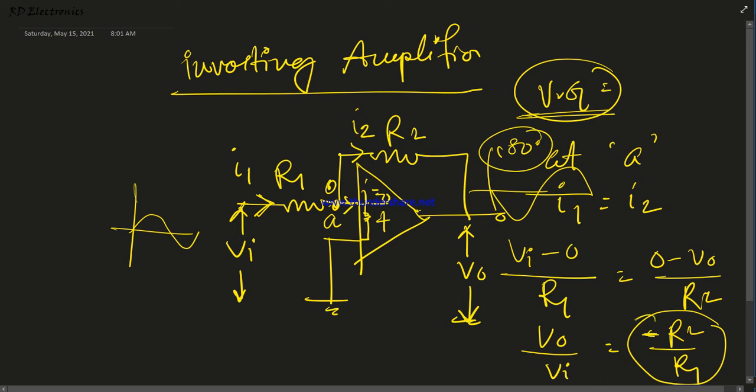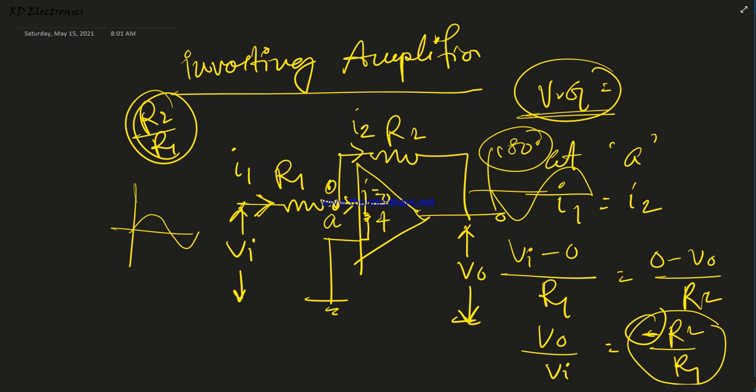So this is the meaning of this inverted sign, and that's why it is known as inverting amplifier. Any signal applied at this input gets amplified but with a 180 degree phase shift. And how much is the amplification factor? The amplification factor depends on the R2 and R1 values. This ratio determines the gain of this circuit.